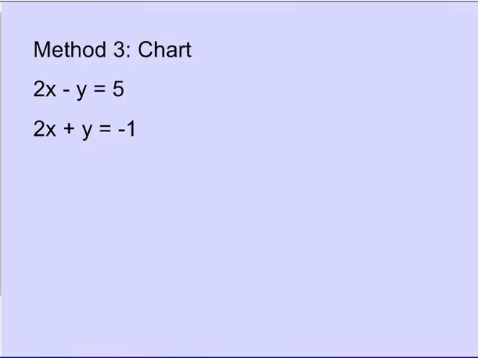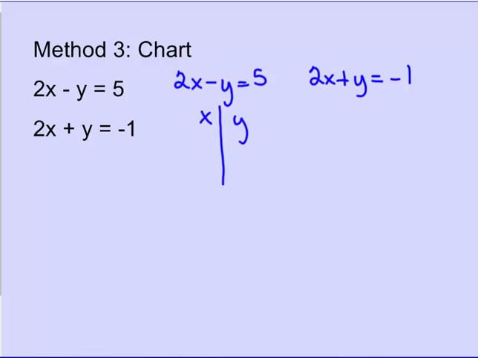And the third method that we did, that we're going to practice, because yes, we do have a little quiz coming up on this, is the chart method. So I'm going to make a chart for 2x minus y equals 5, and a chart for 2x plus y equals negative 1. Well, the easiest values to choose for x are 0 and 1. So I'm going to start with those first.